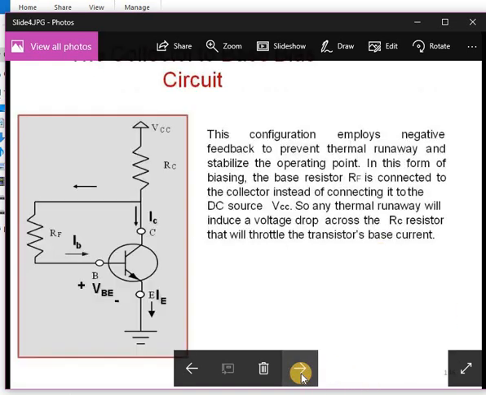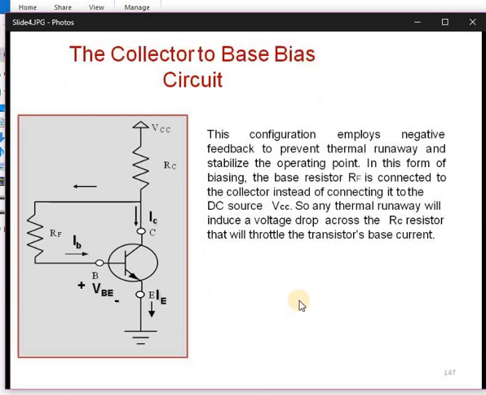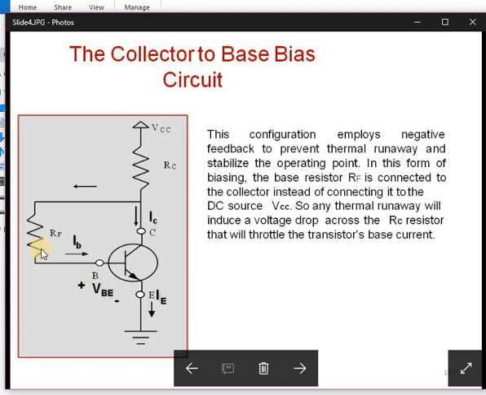Next we go for another type of biasing circuit, that is the collector to base bias circuit. In our previous circuit diagrams, the base resistor was directly connected to the VCC in the previous two types of biasing circuit, but in this case, collector to base bias, we are connecting one resistor in between the collector and the base. So that's why the name, collector to base bias circuit.